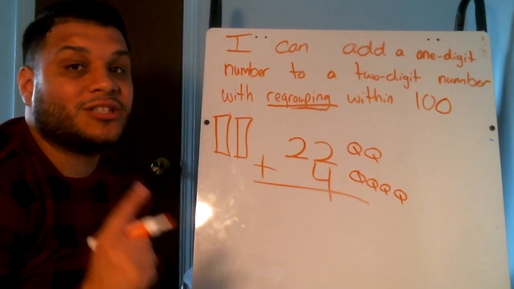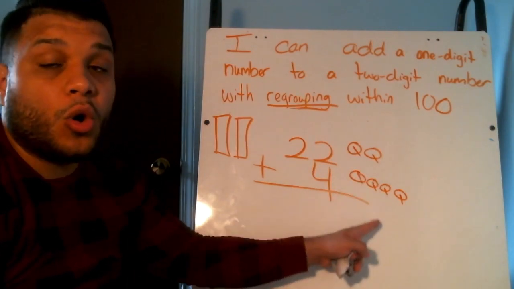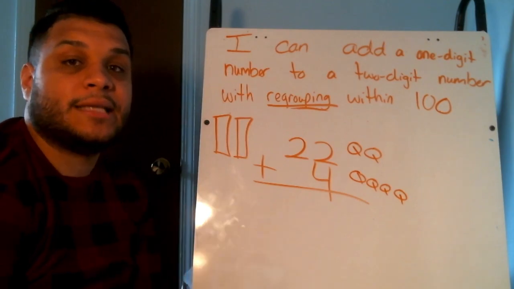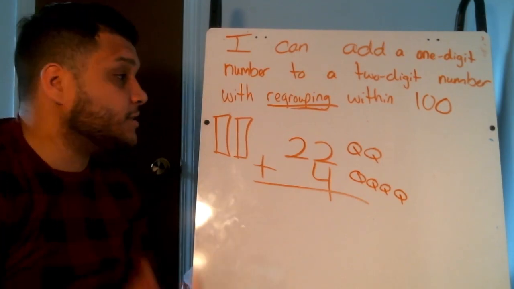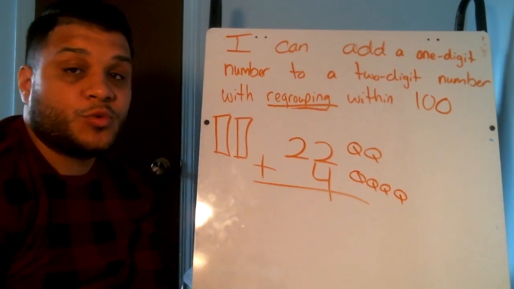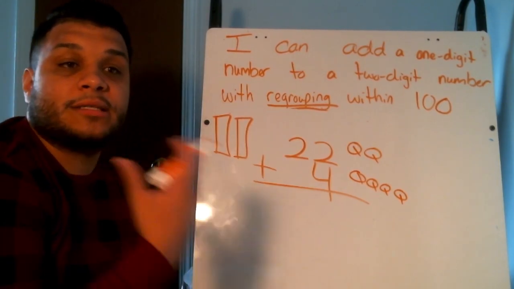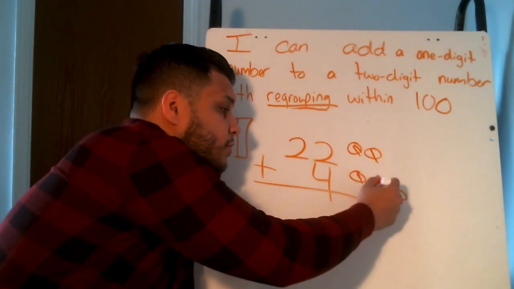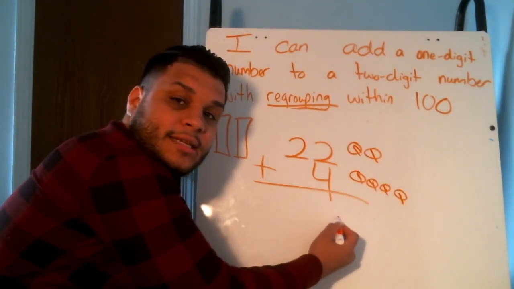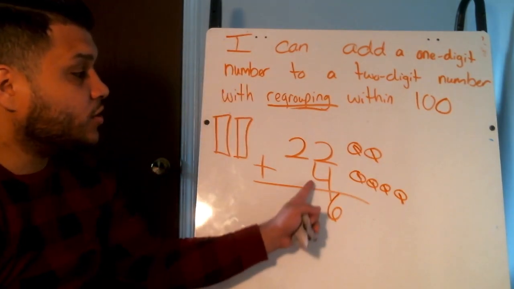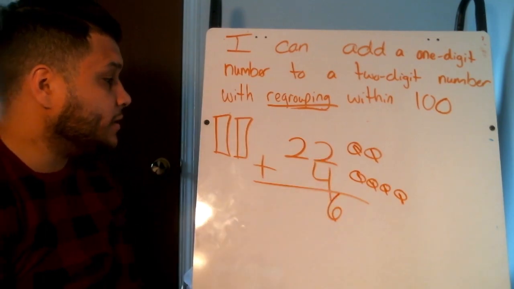So I tricked you guys just to show you that the only time that we regroup is when there is actually 10 single cubes. Mr. Nieves just doesn't want you circling these things and bringing them over because sometimes we don't need to do that. So now I'm going to skip to step 4, which is to solve. So I have 1, 2, 3, 4, 5, 6. Can I put 6 here? Yes, because it is less than 10. So that equals my ones place.